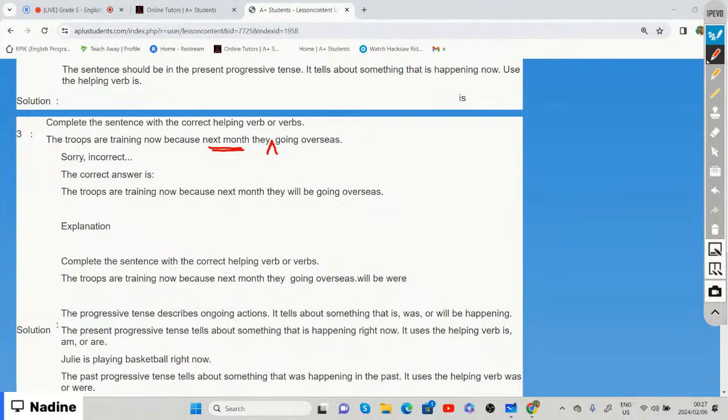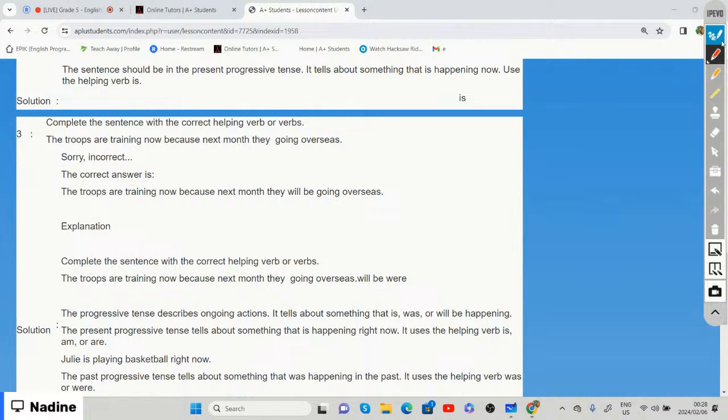Is that the present tense, the past tense, or the future tense? So basically, that is the future tense. So we say the troops are training now because next month they will be going overseas. And that is in the future, next month. So a helping verb is will be.